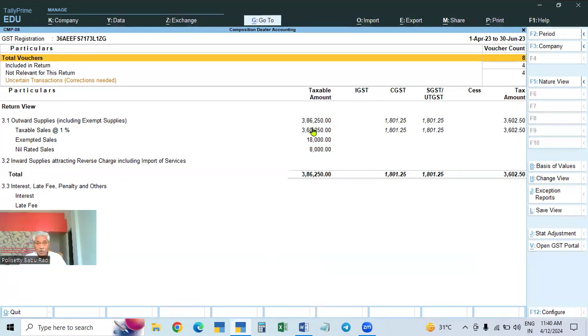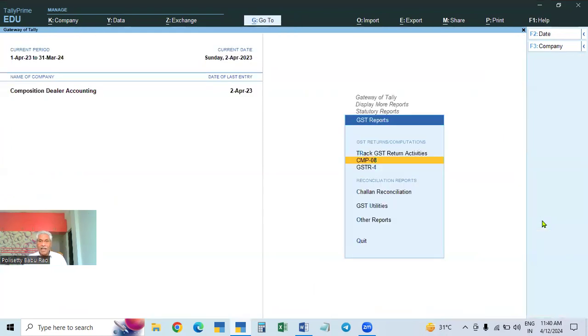But anyhow, we have to show our total turnover. Okay, automatically it will calculate on this only. On these two, it does not calculate tax because we selected in the beginning 1% on taxable value only. That is, on taxable sales only 1%. That means on these two, it will not calculate. Okay, like this.